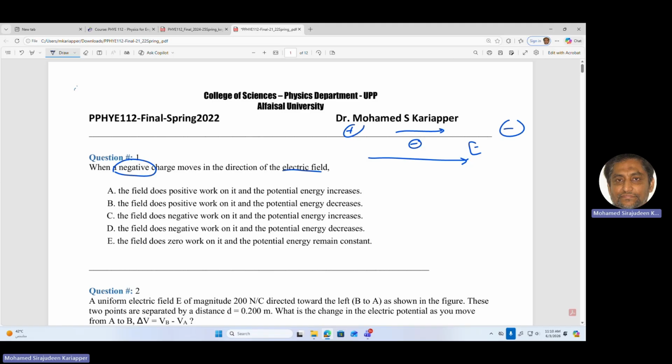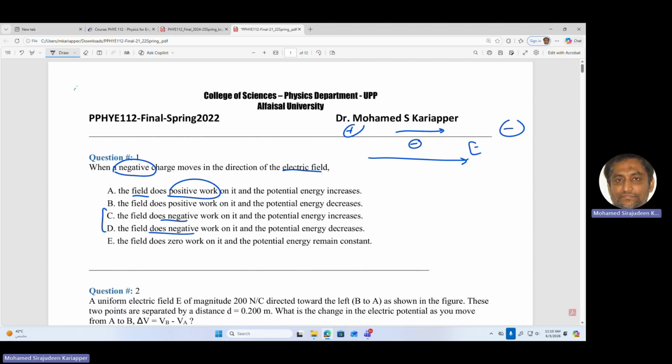That means its potential energy will increase. So the field does negative work. The external force will be doing positive work. So its potential energy will increase. So this is wrong because it says field does positive work. No, the electric field will be doing negative work, okay, because the external force will be doing the positive work. The field does negative work, that is correct.